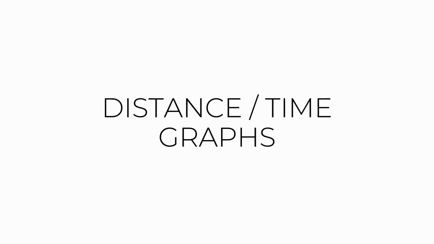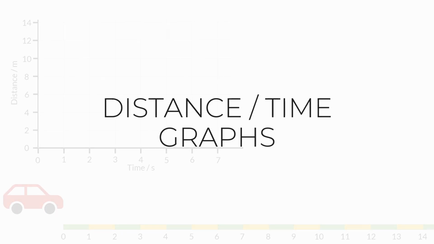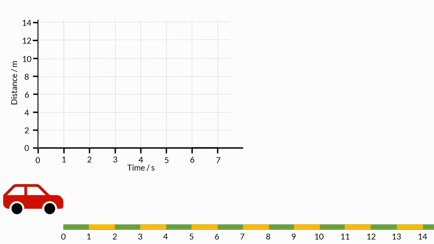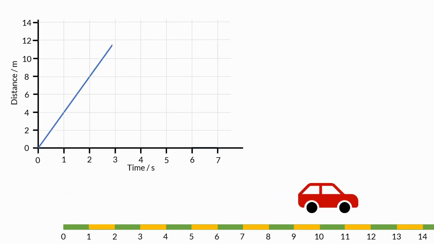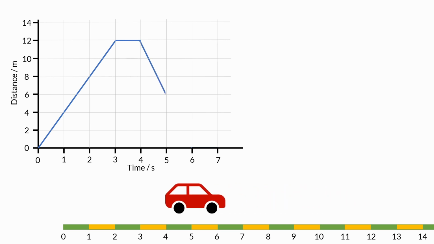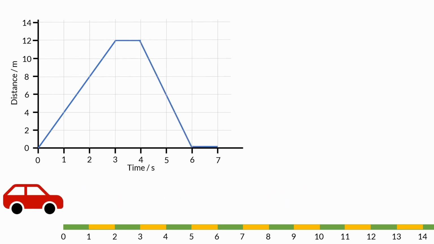Last day we introduced the topic of distance time graphs. We saw that we could use a distance time graph to plot the motion of an object throughout a journey. In this case, we saw a car that was moving forward at a steady speed, because the line was going up in a straight line. It stopped for a second. We saw a horizontal line on the graph, and then it reversed backwards, and it was faster coming backwards.